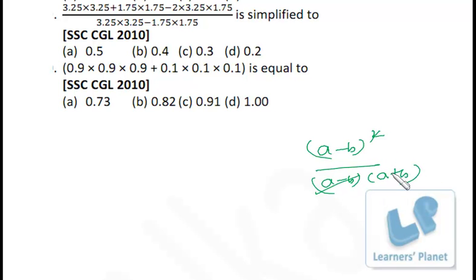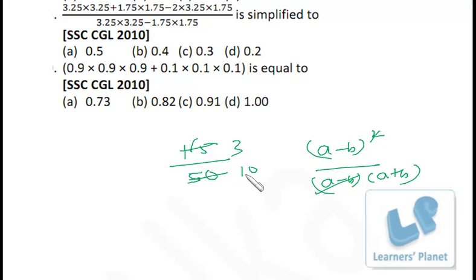So a minus b, that means 3.75 minus 3.25 minus 1.75. So 3.25 minus 1.75 is 1.5, divided by a plus b, that is 3.25 plus 1.75, which is 5. Right? So 5 3s are 15, so that's 0.3.